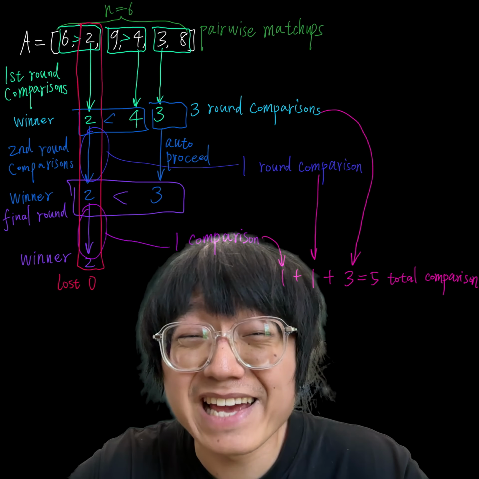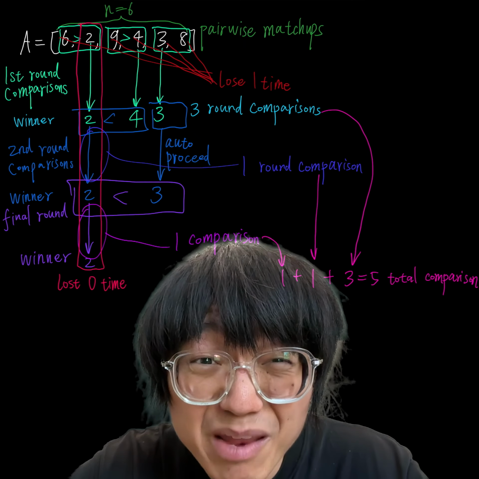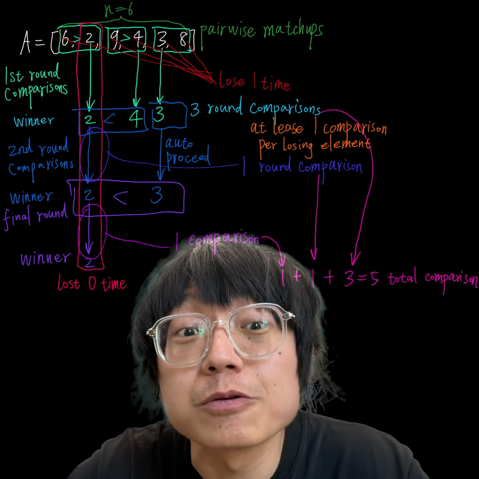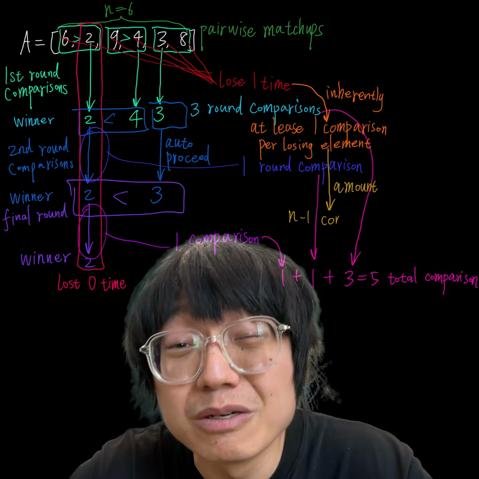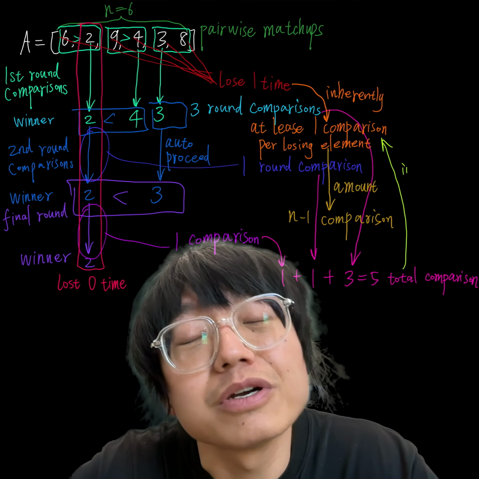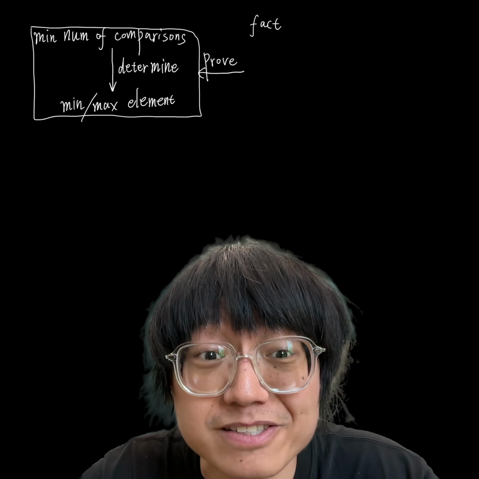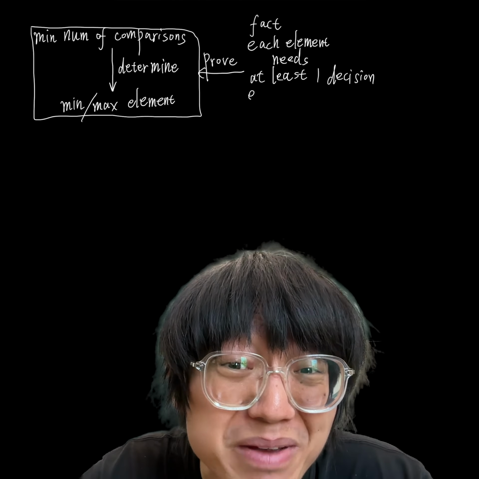So the key point is every element except 1 loses once. In this array of 6 elements, every element except the winner, which is the minimum element in our example, has lost at least once, which inherently implies at least 1 comparison per losing element, amounting to n-1 comparisons. So optimality: the minimum number of comparisons we require to determine the minimum or maximum element in such a scenario is proven by the fact that each element needs at least 1 decision to be either eliminated or declared as a winner, except the last remaining element.